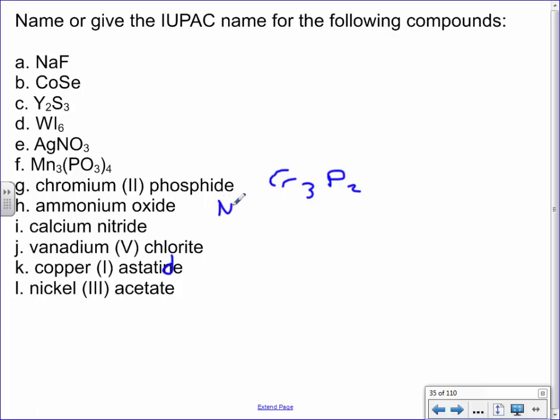I can start by writing ammonium as NH4 and oxygen there. The question now is, how many of each do I need? Oxygen has a negative 2 charge. Ammonium has a 1 charge, so I'm going to need 2 of them to make it work. Calcium and nitrogen are the 2 pieces I'm working with here. What are the charges? Well, calcium's at 2 and nitrogen's at 3. So I should be able to throw the 2 here and the 3 here. That should be calcium nitride.